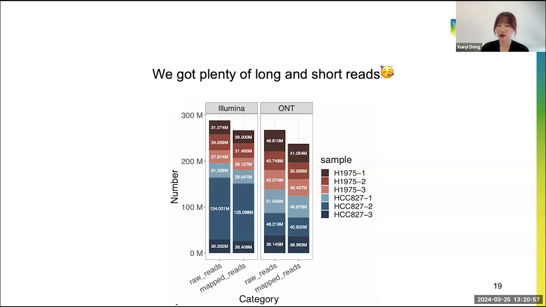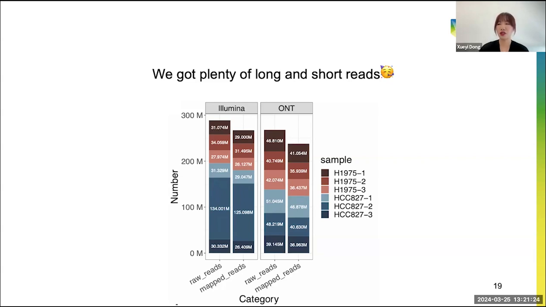That is because in our first batch of sequencing, we found that this sample didn't have enough reads, so we added another batch as a top-up for that sample. Finally we got too many reads for this one sample. But if you look at the other samples, we even got more reads from the nanopore long read data than from the Illumina short read data.